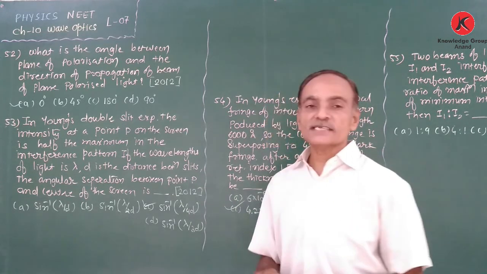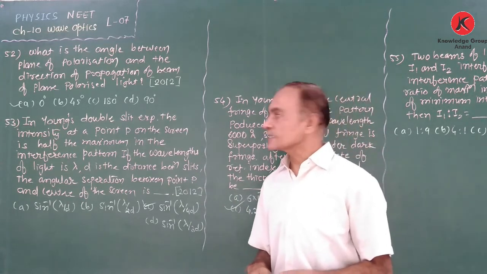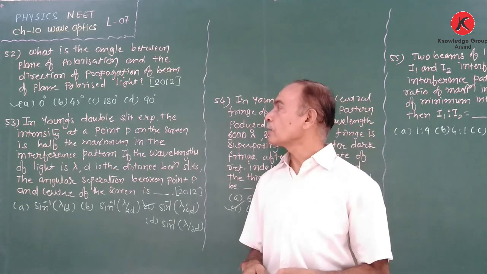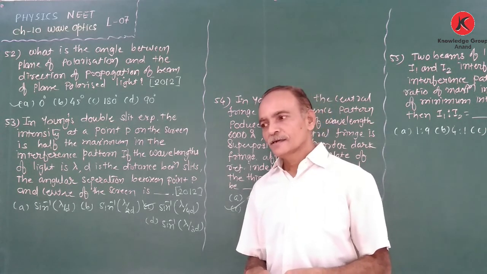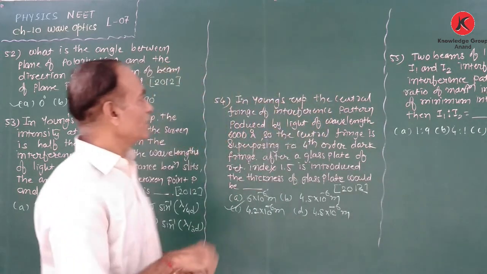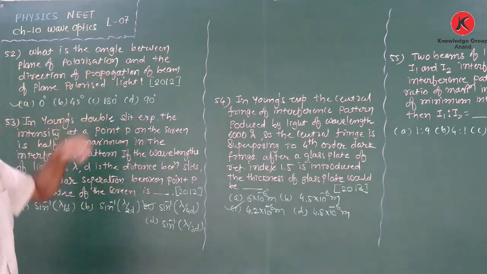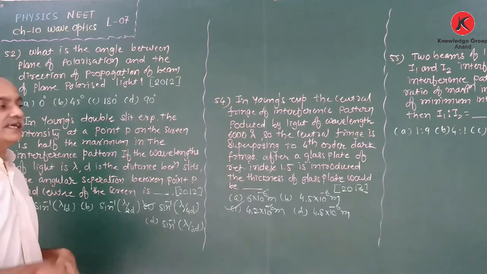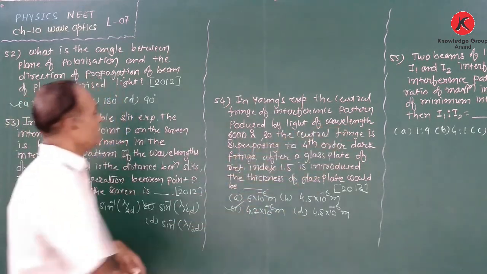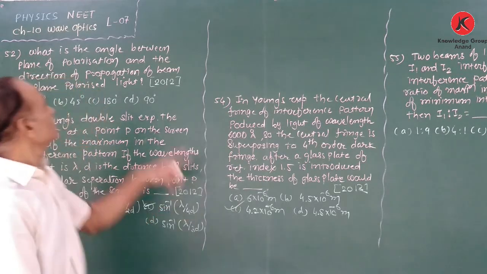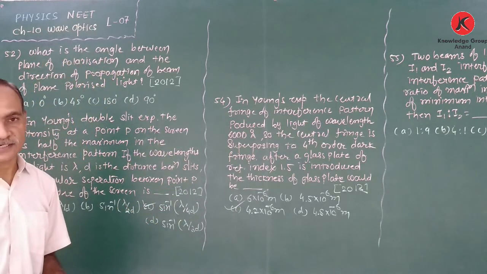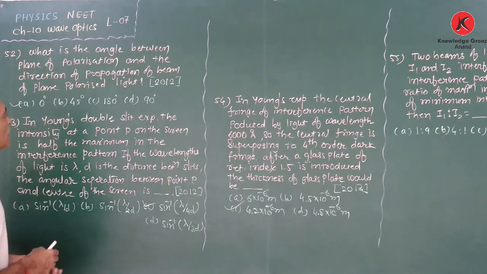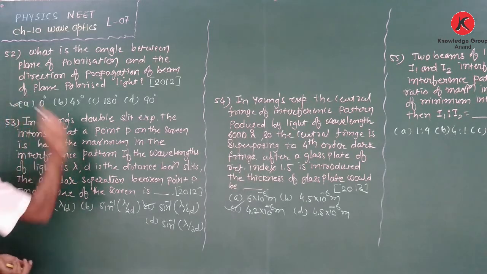First: what is the angle between the plane of polarization and the direction of propagation of a beam of plane polarized light? Only from the figure of the polarization we can judge this. The direction of propagation of a plane polarized wave is in the same direction as the plane of polarization. That means both are in the same direction, therefore the angle between them is zero.